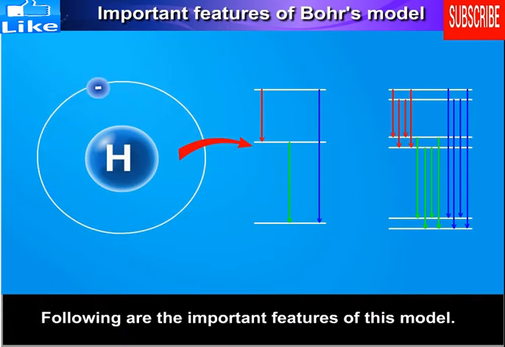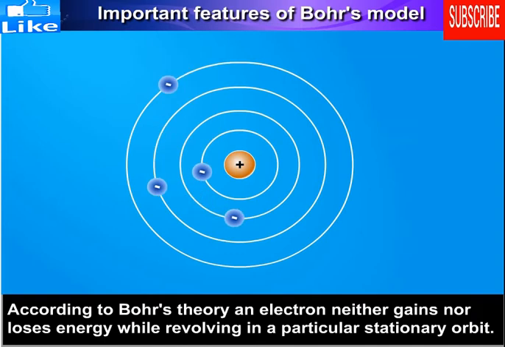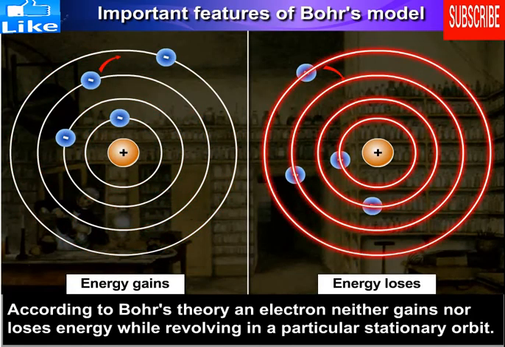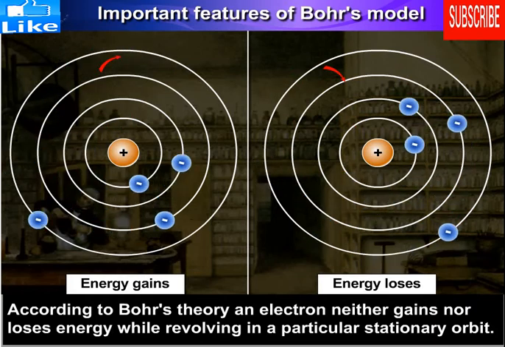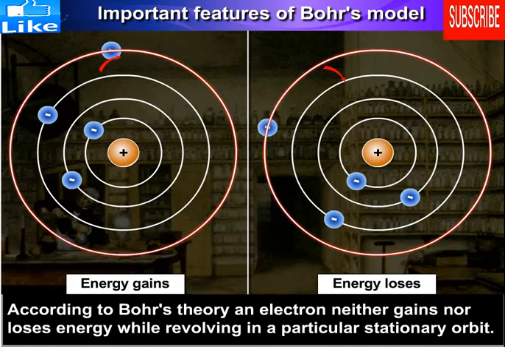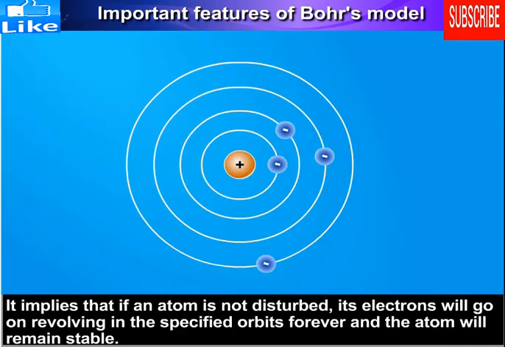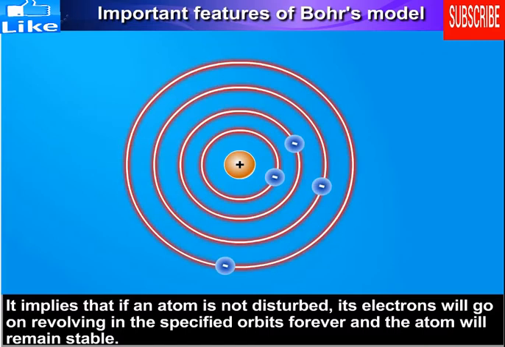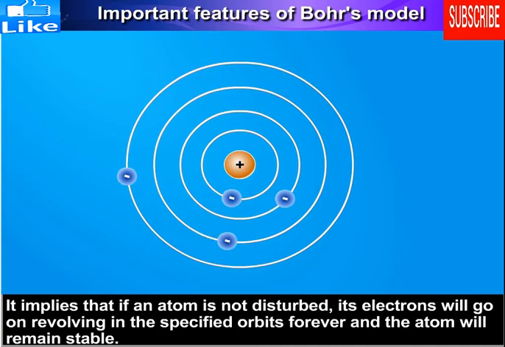Following are the important features of this model. According to Bohr's theory, an electron neither gains nor loses energy while revolving in a particular stationary orbit. It implies that, if an atom is not disturbed, its electrons will go on revolving in the specified orbits forever, and the atom will remain stable.